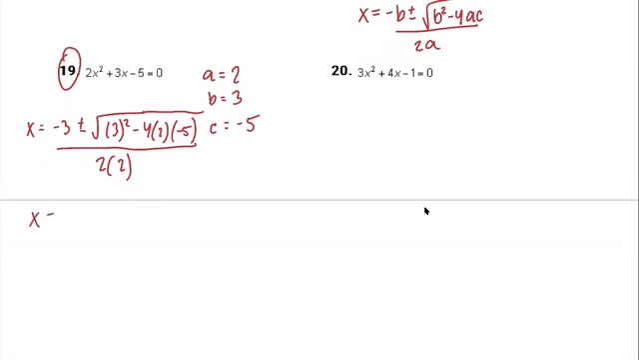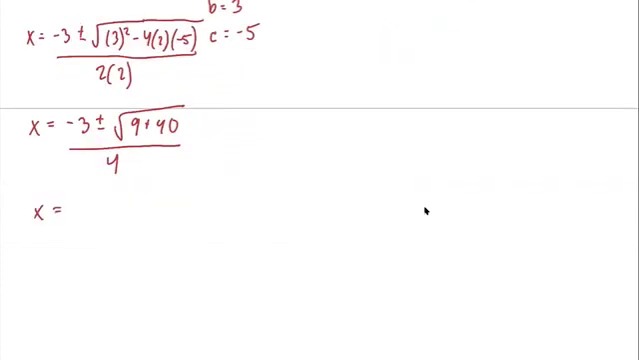Then we start to simplify the terms that we can. So plus or minus square root. 3 squared gives me 9, minus 4 times 2 is 8, minus 5 times minus 5 gives me a plus 40. Okay, that gives me a plus 40. Divided by 2 times 2 is 4. All right, so x is equal to negative 3 plus or minus the square root of 49 divided by 4.